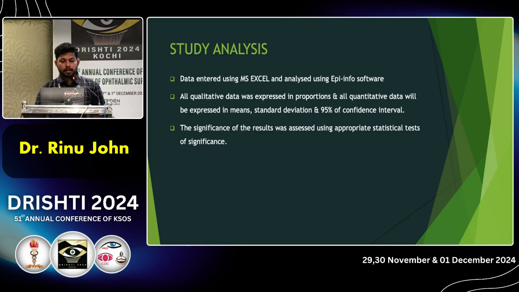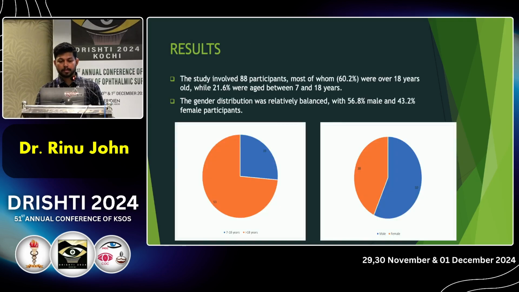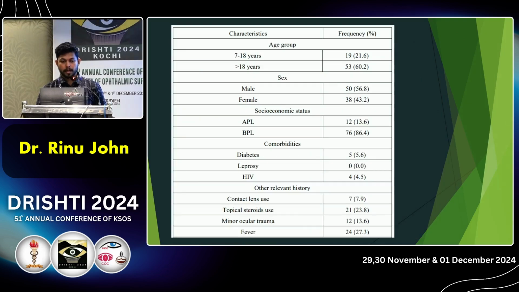All qualitative data were expressed in proportions, and all quantitative data were expressed in means, standard deviation, and 95% confidence interval. The significance of the results was assessed using appropriate statistical tests of significance. Coming to the results, the study involved 88 participants, of whom the majority were over 18 years old, while 21.6% were aged between 7 and 18 years. The gender distribution was relatively balanced, with 56.8% male and 43.2% female participants.